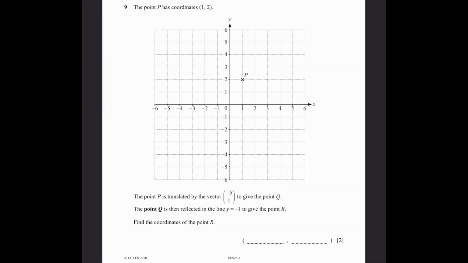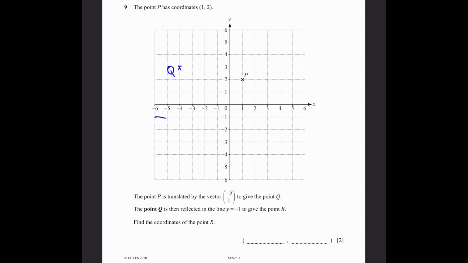The point P has coordinates 1, 2. The point is translated by vector -5, 1 to give the point Q. The point Q is then reflected in the line y equals -1 to give point R. Find the coordinates of point R. So translation by vector -5, 1. So that's 1, 2, 3, 4, 5 in the negative way, that's left, and 1 in the positive, that's up. That'll land over there, so that's point Q.